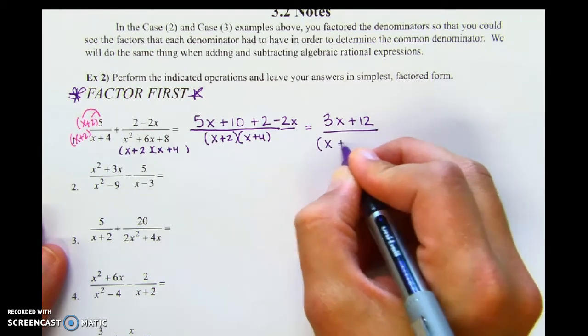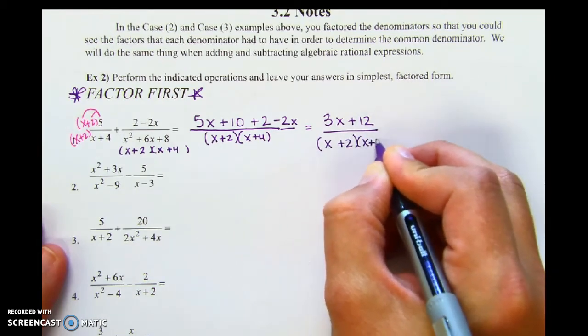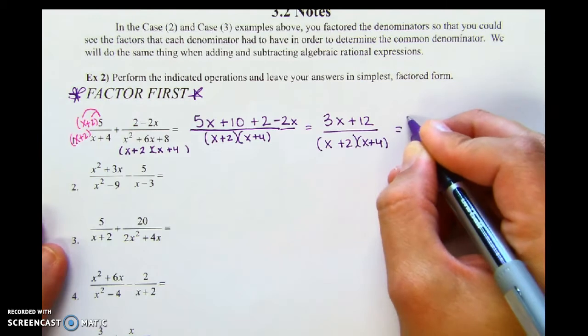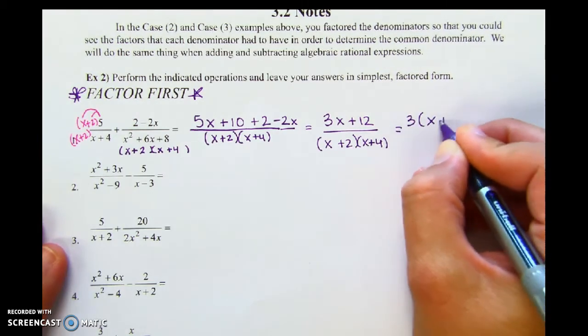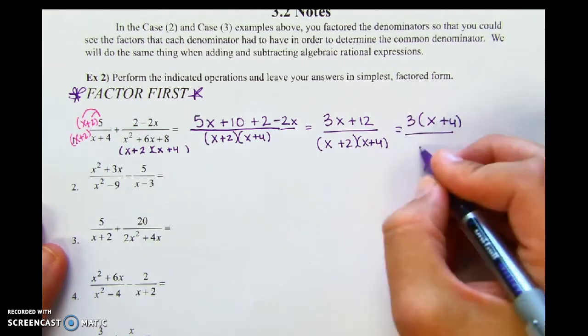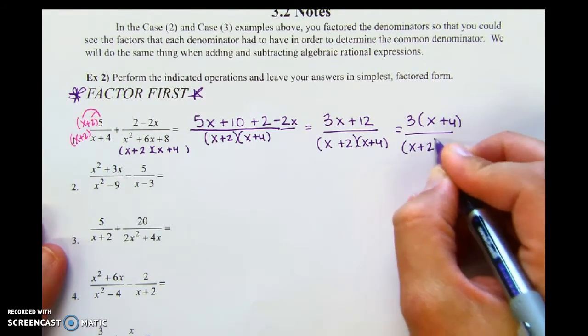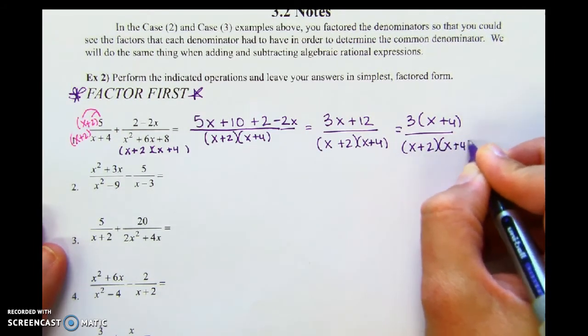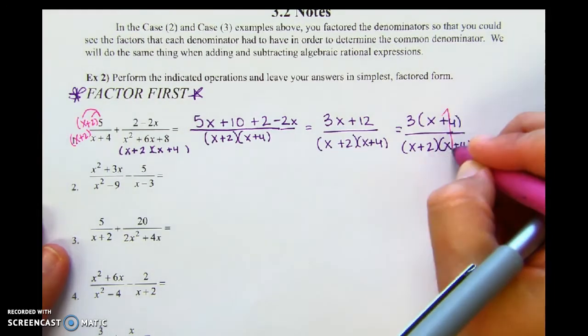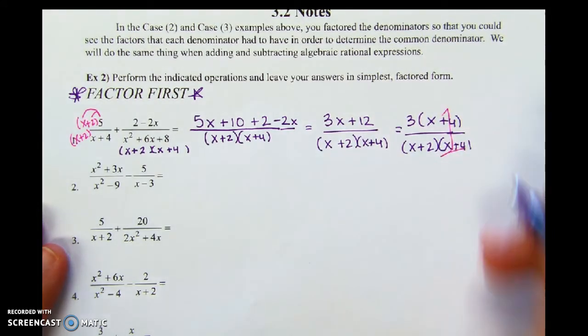What do you notice in the numerator? Do we have a greatest common factor? We do. What is it? 3. Okay. Factor out that 3. Now we have a common factor that gets to divide out, and it equals the number 1. Final answer?